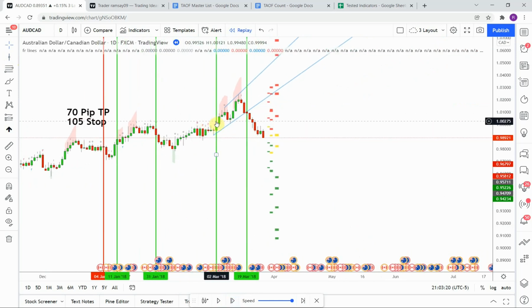All right, then we pick up this long right here. Price action pushes up really nicely there, getting us to our take profit. And the short right here, same deal. Price action pushes down really nicely, also getting us to take profit on that one.